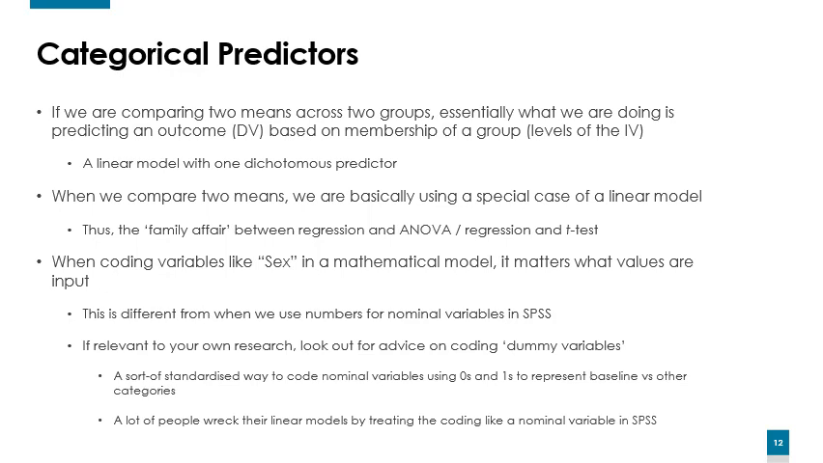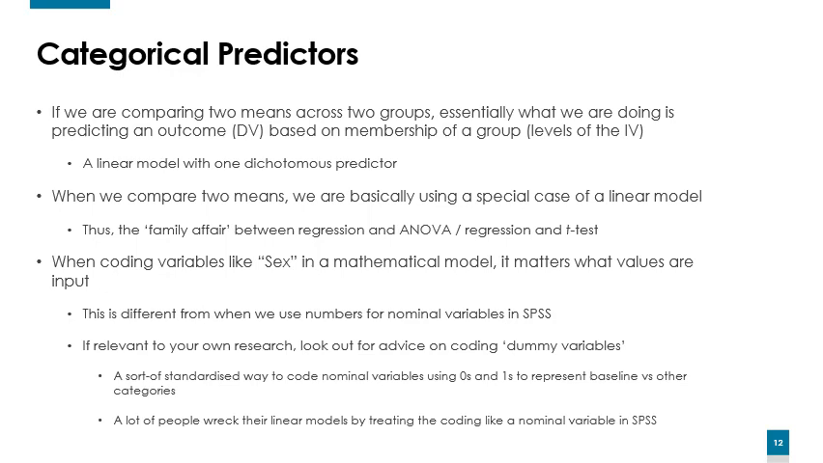Let's talk about categorical predictors. So if we are comparing two means across two groups, essentially what we are doing is predicting an outcome, a dependent variable, based on membership of a particular group, which is essentially levels of the independent variable. And again, without being mathematical about it, what we are essentially doing is trying to fit a linear model to our observed data using one dichotomous predictor, i.e. a predictor that has two levels. So when we compare these two means, we are basically using a special case of a linear model.